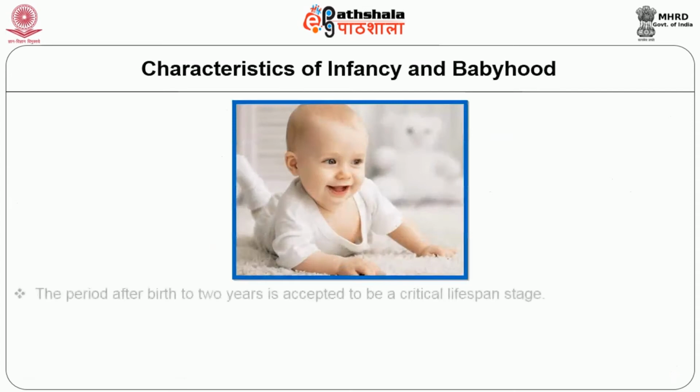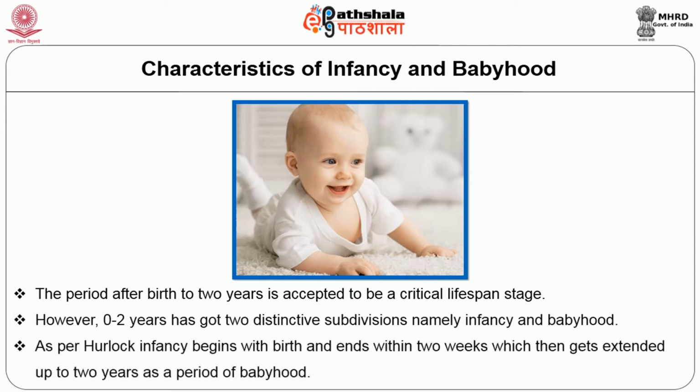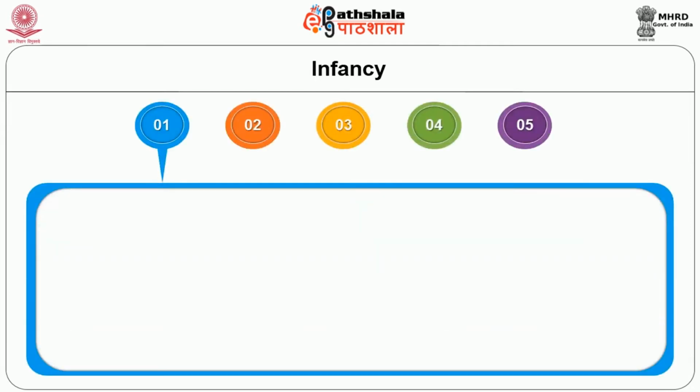Then let us look into the characteristics of infancy and babyhood. The period after birth to 2 years is accepted to be a critical lifespan stage. However, 0 to 2 years has two distinctive subdivisions, namely infancy and babyhood. As per Hurlock, infancy begins with birth and ends within 2 weeks, which then gets extended up to 2 years as a period of babyhood. First is infancy. There are 5 important characteristics of infancy by which it gets distinguished from babyhood. They are: it is the shortest period in the whole of the lifespan.